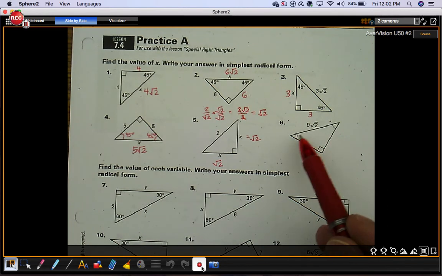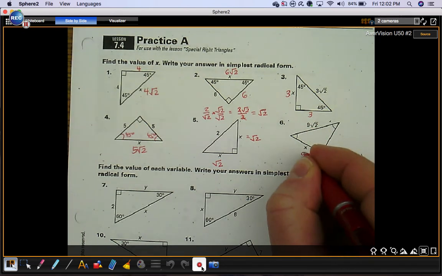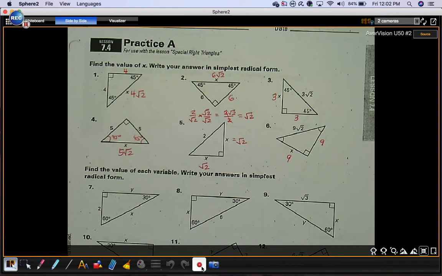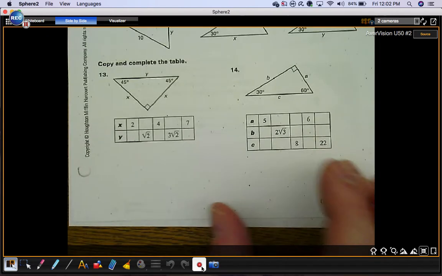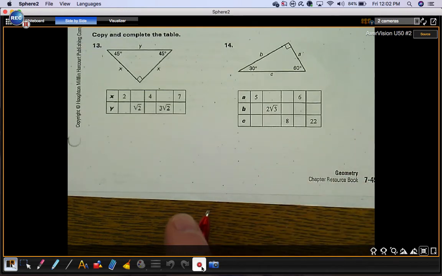Number 6, same deal. You know these are the same, so that means these legs are the same. This is a 45, 45, 90. If that's 9 square roots of 2, then both legs are 9. That's how 45, 45, 90 triangles work. We're going to skip down here to number 13 because there's a 45, 45, 90 triangle there.